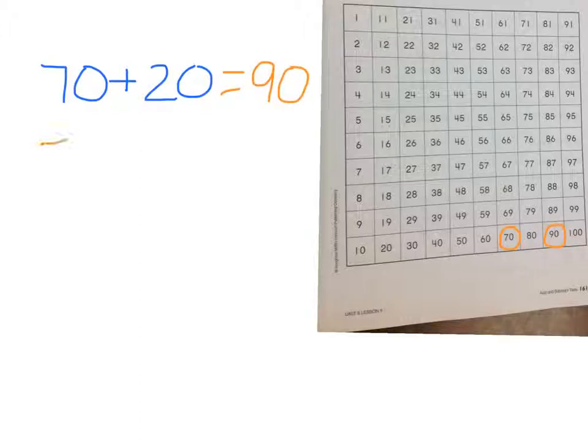10, 20, and I would get 90. But what happens if I want to take away 20? So if I have 70 take away 20, well, I'm still going to start at 70, but instead of adding or moving to the right 2 times, I'm going to go to the left and go backwards, because that way the numbers are getting smaller. So if I go backwards 10, 20, I find that 70 take away 20 is 50.